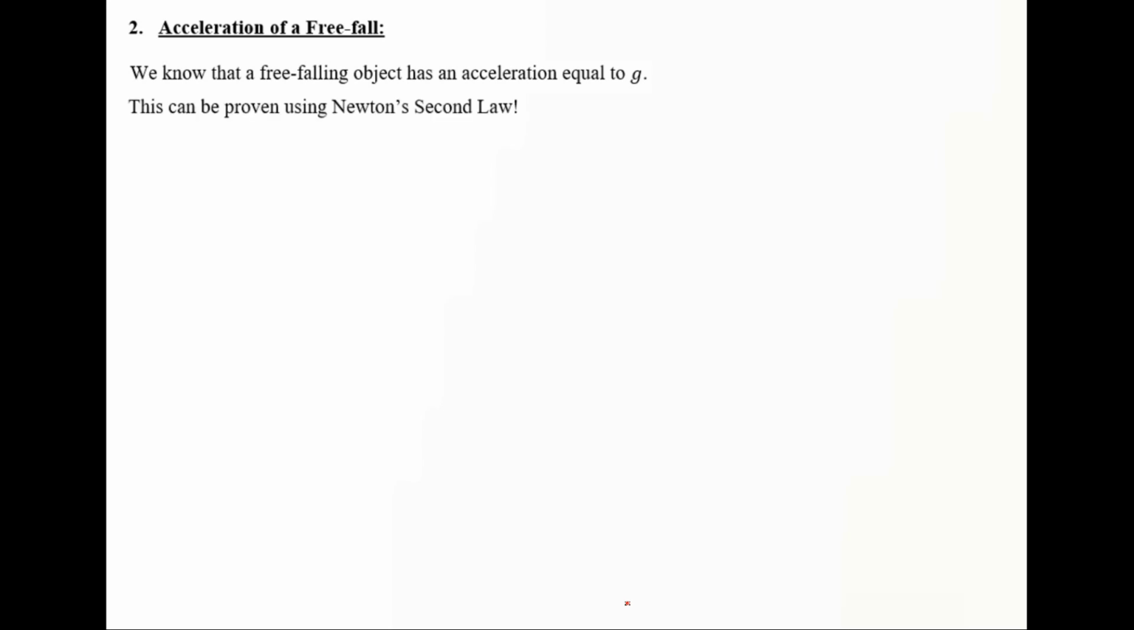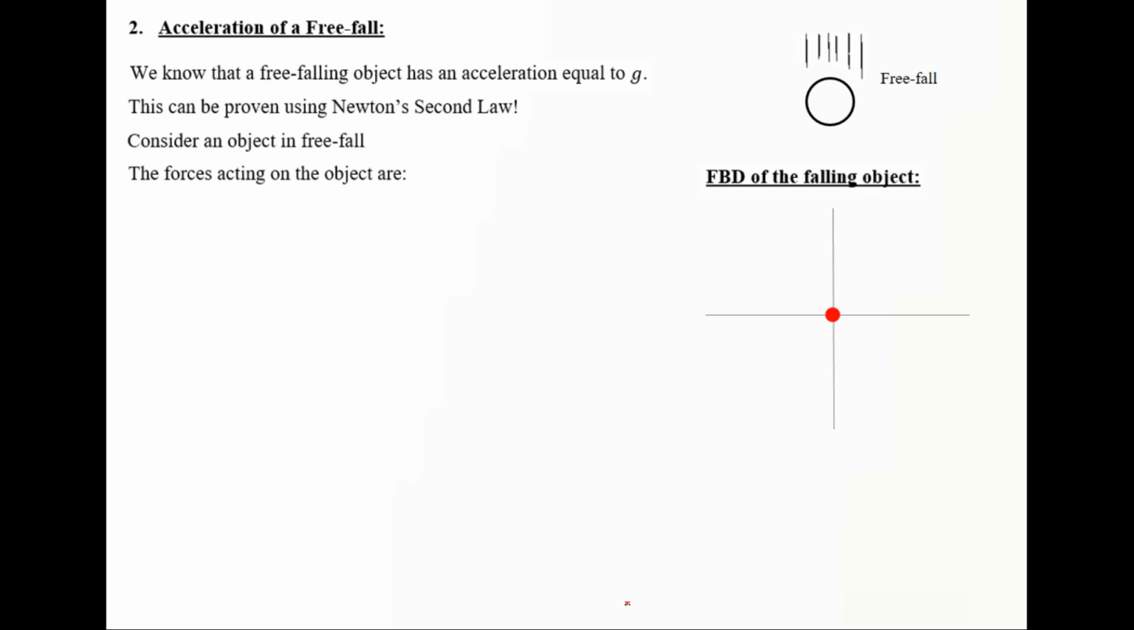Now Section 2: acceleration of a free fall. We know that a free falling object has an acceleration equal to g, but at this point we didn't provide any proof of why the acceleration is equal to g for a free falling object, and this can be proven using Newton's second law. Consider an object in free fall. Remember that whenever an object is in free fall, the only force acting on the object is the pull of gravity. Air resistance must be neglected. The force acting on the object is simply the pull of gravity, which is down. We don't have a normal push because the free falling object is not supported by any support. Now we can apply Newton's second law of motion.